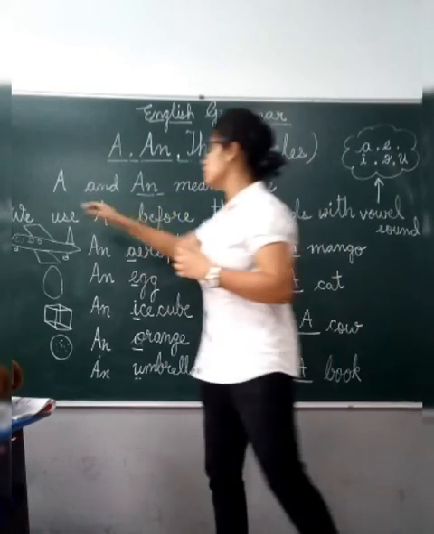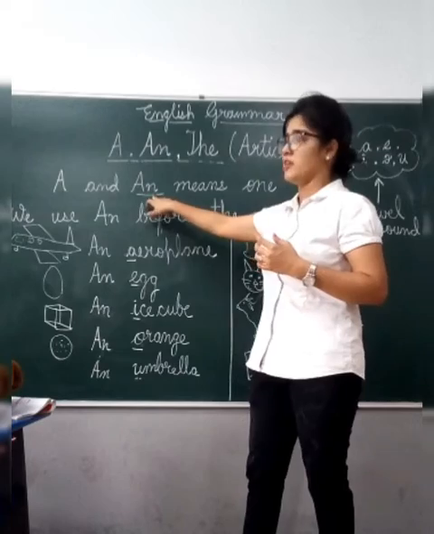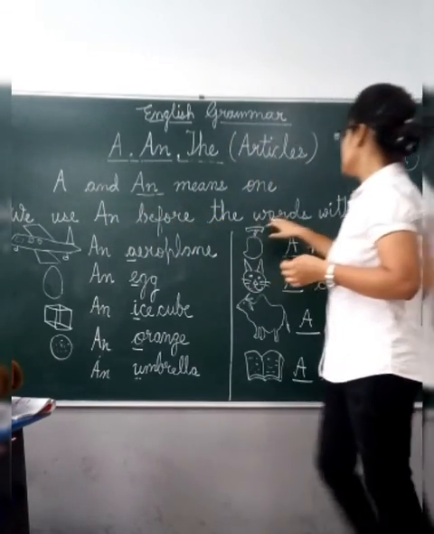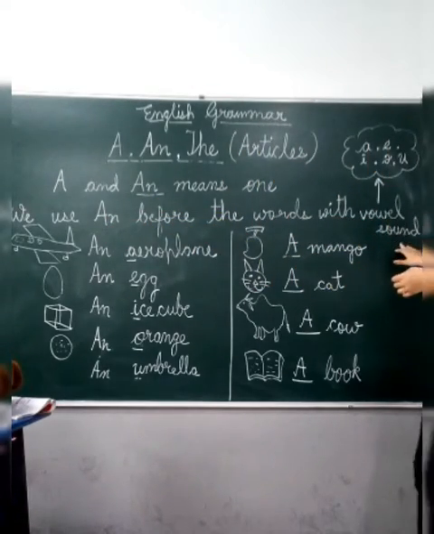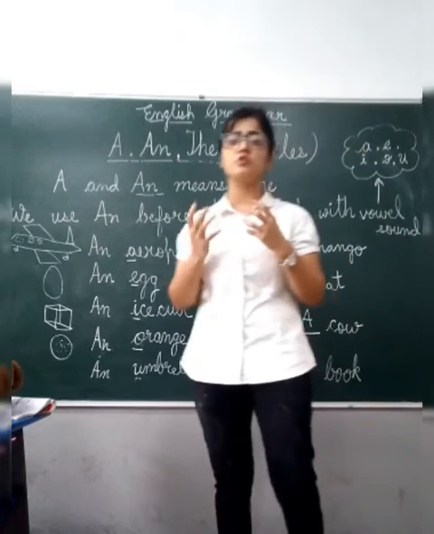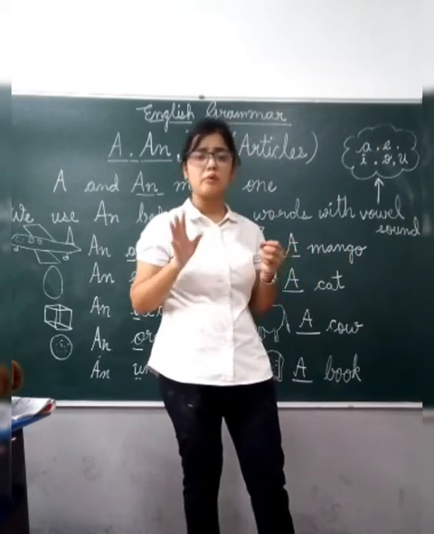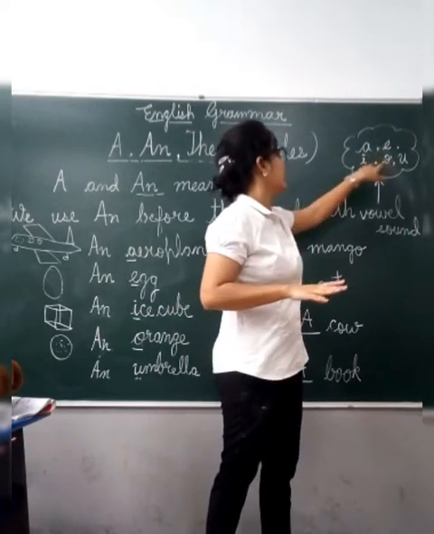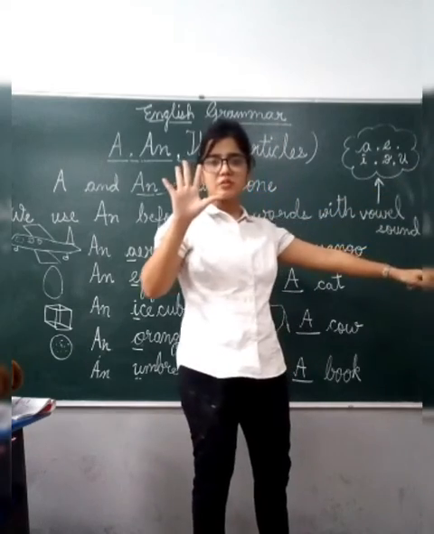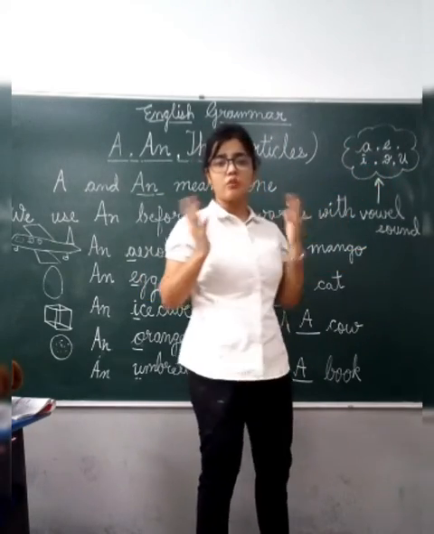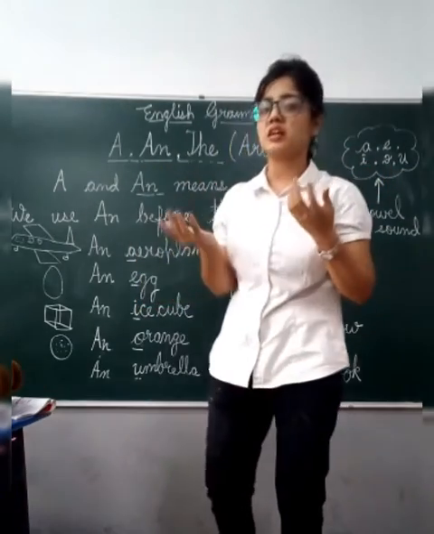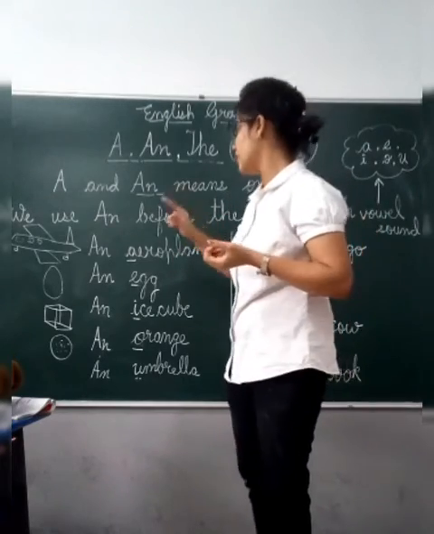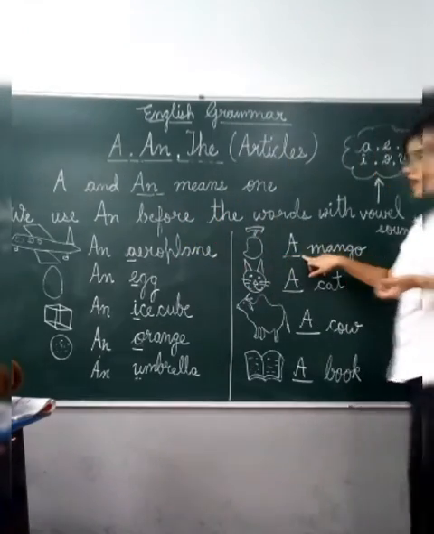Now where do we use a and where do we use an? We use an before the word with a vowel sound, the word which starts with vowel letters. You know, you have learned about vowels. A, E, I, O, U. There are 5 vowels. And the word which doesn't start with any vowel sound, with that we use a.